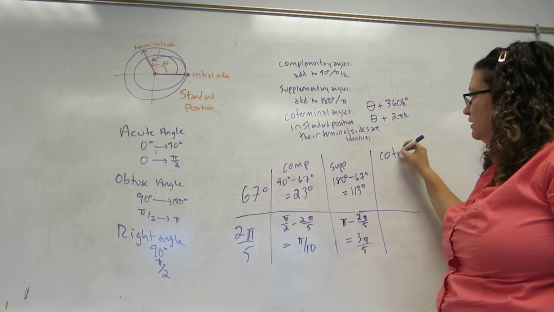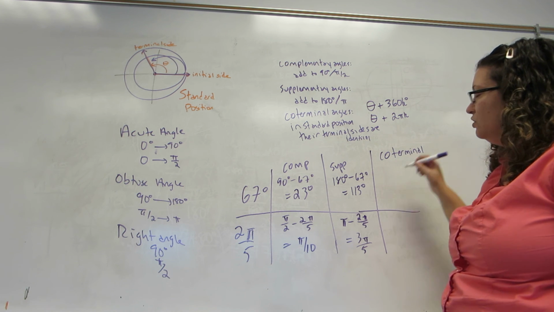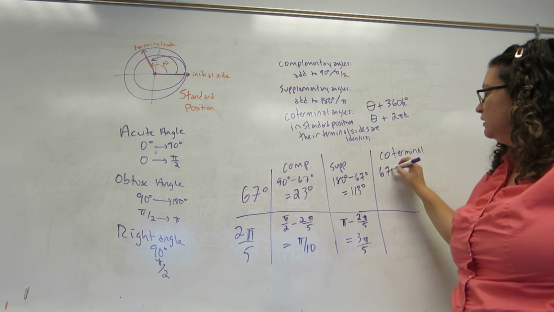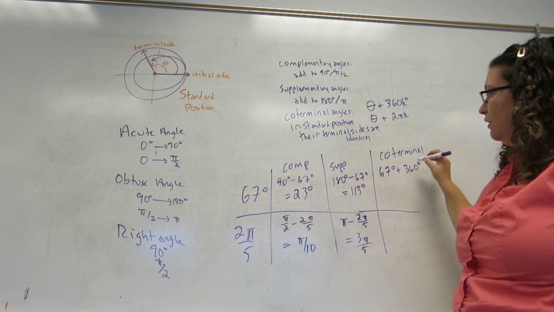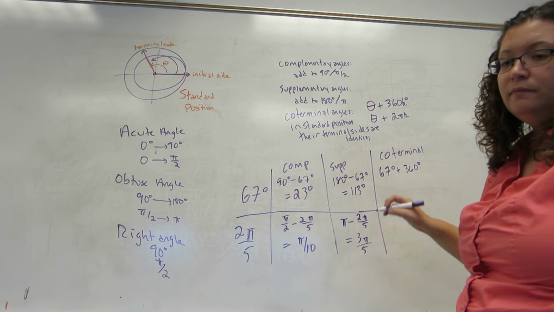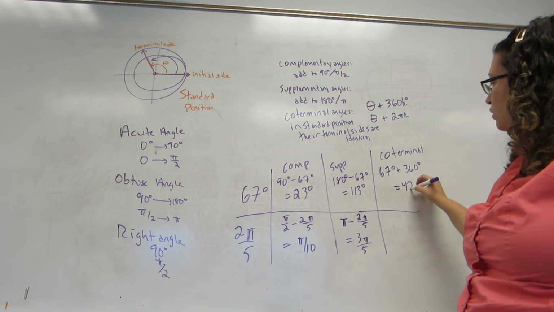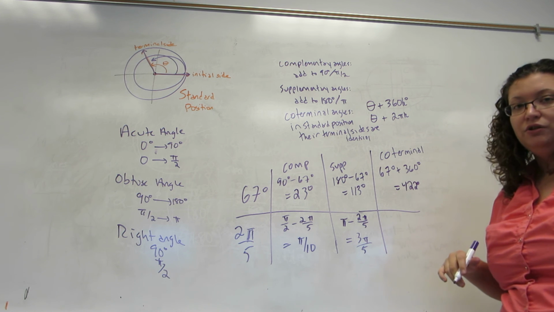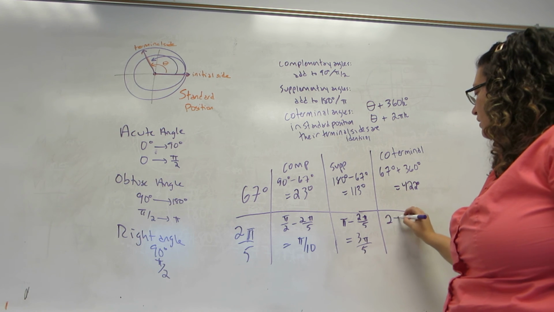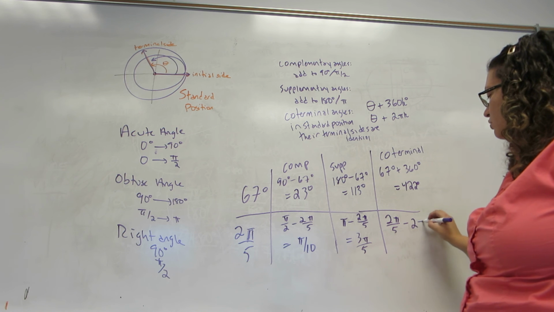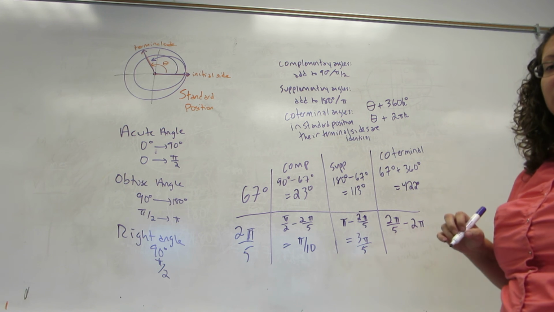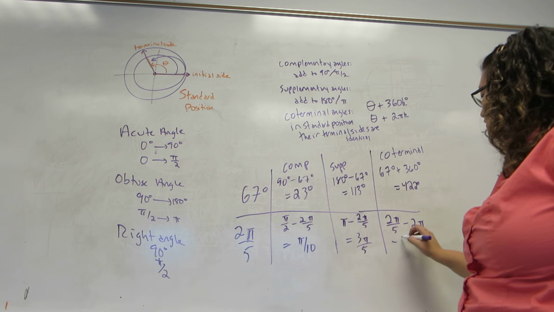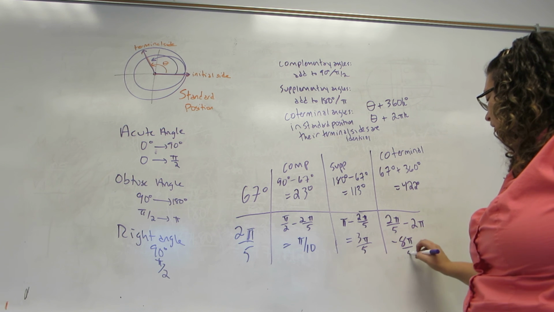So I'm going to give you a single example of coterminal for each. For this one, I'm going to take 67 degrees and add 360 degrees to it. And this gives me a coterminal angle of 422 degrees. For this one, I'm going to take 2 pi over 5 and subtract 2 pi from it. And this gives me a coterminal angle of minus 8 pi over 5.